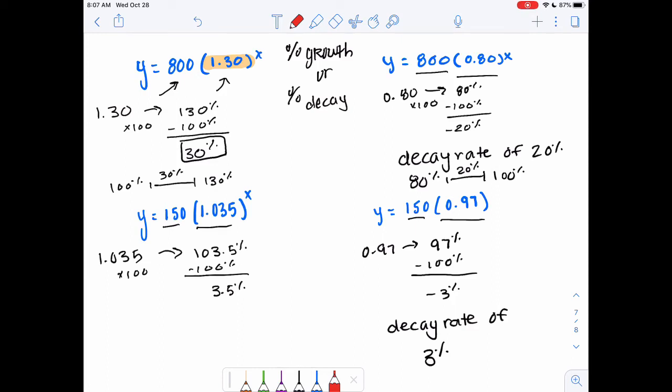So here we found a decay rate, meaning it's a decreasing function. Here we found a decay rate, it was a decreasing function. And these two problems were growth rates, meaning an increasing function.